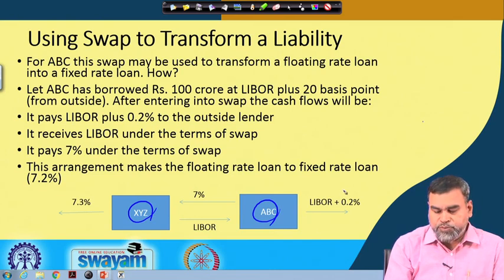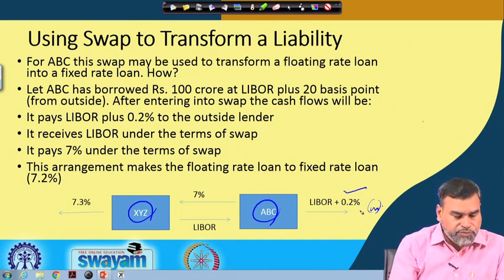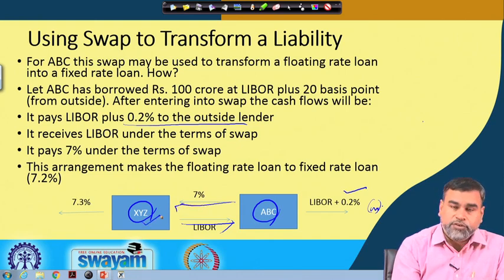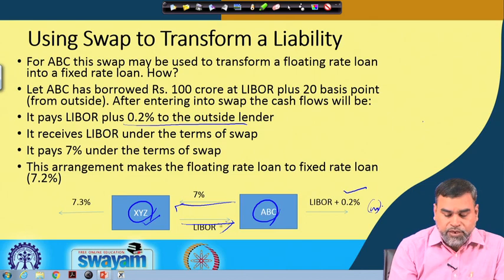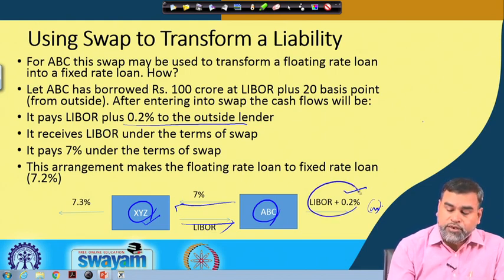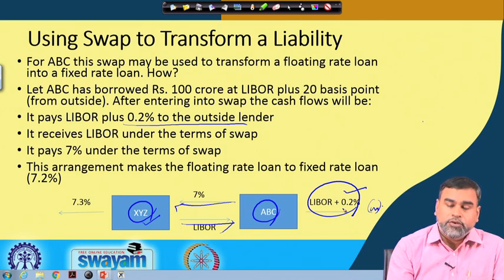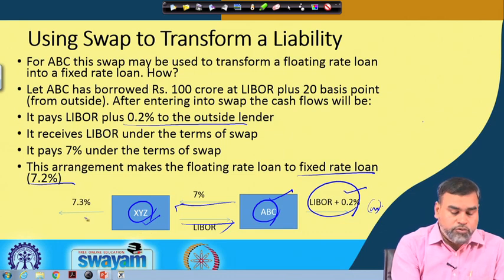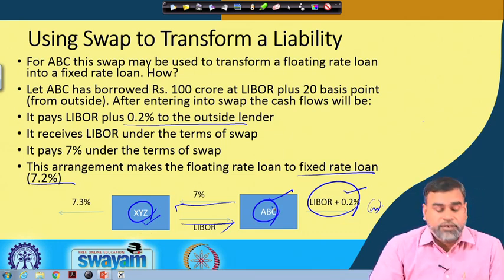ABC is already paying LIBOR plus 0.2% to some outsider, and now what is he doing? It pays LIBOR plus 0.2% to the outsider, it receives LIBOR from XYZ, because XYZ is paying on the basis of LIBOR. Then he is paying 7% to XYZ. So, in that case the LIBOR will be cancelled out. Then what is finally happening? Previously it had a floating rate loan. Now, whenever they have entered into the swap, the floating rate loan becomes a fixed rate loan of 7.2% for ABC. So, if ABC wanted to pay on a fixed rate basis, then that particular loan has become 7.2% after they have entered into the swap.